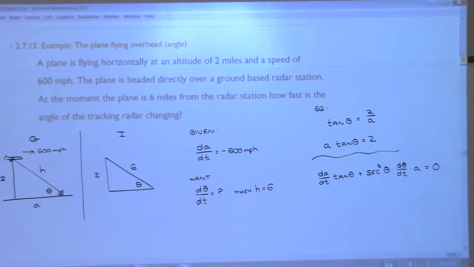We are continuing related rates. And let's see how we're doing on the calendar here. Yeah, we're right on track. Good.